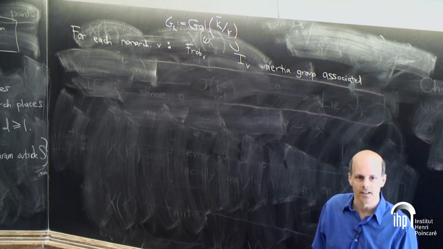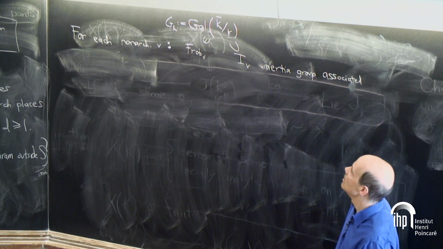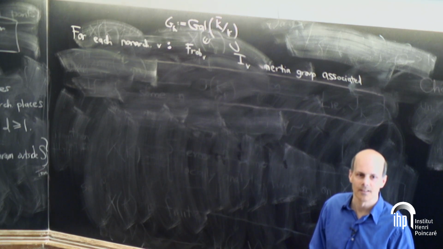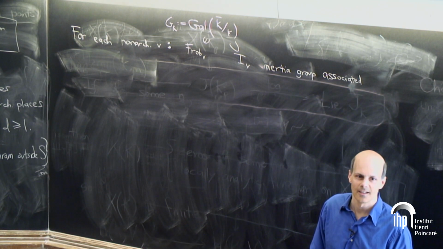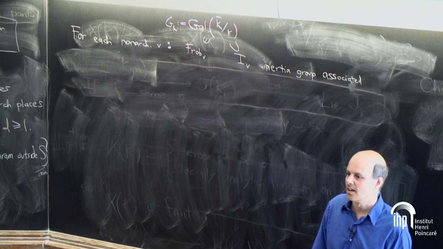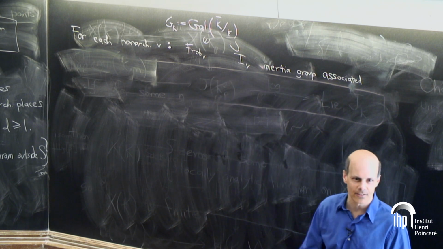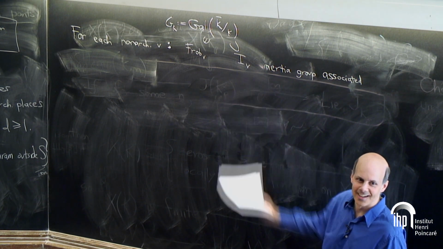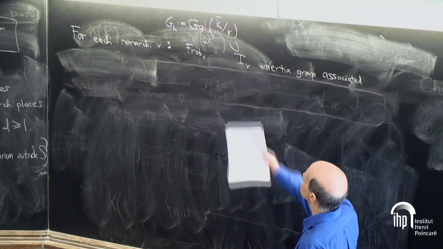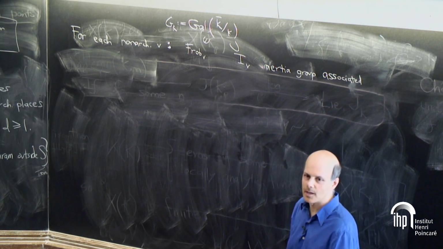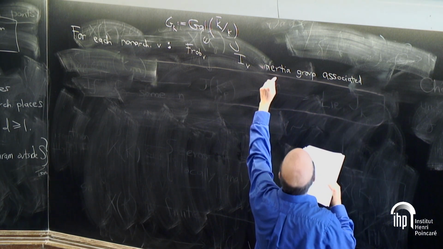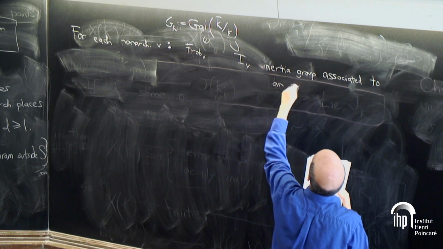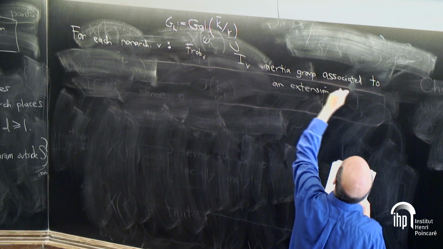It's not uniquely defined, but still, you can just choose some element. I'm only going to use them for unramified v in the end, so it's not going to matter. You can always choose some element, and it's associated to an extension of v to K bar.